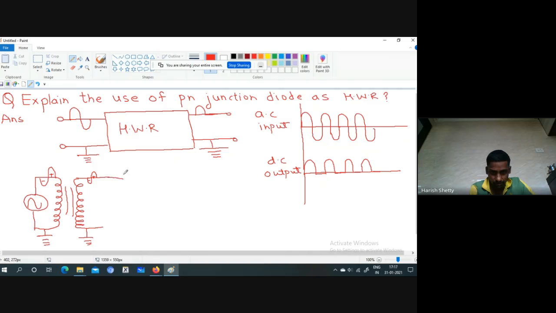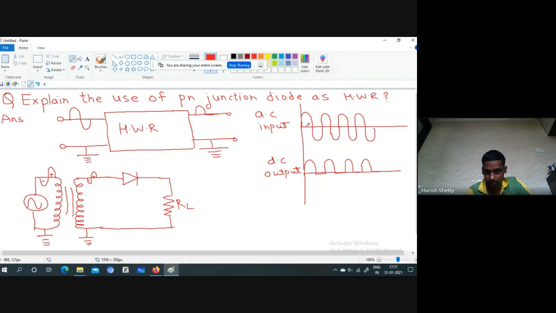After that we'll be connecting over here a diode. Let us consider this as an ideal diode. If this is an ideal diode, then we are connecting the output of the diode to one resistor. So the resistor is our load and we will check the output over here. So now I have drawn this AC input cycle.